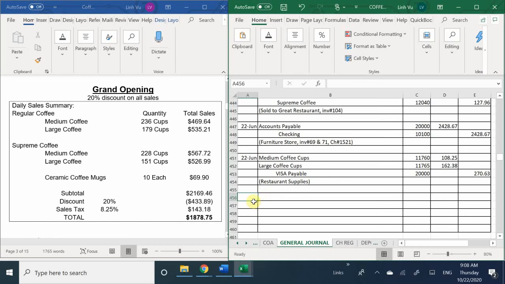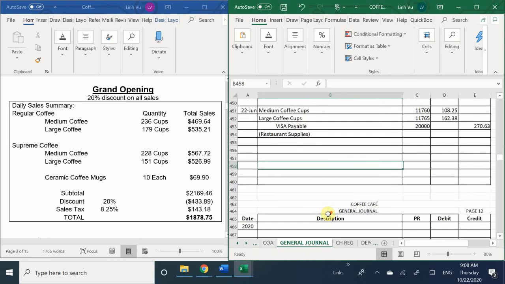Then we had sales, okay, and let me see. So we're gonna debit checking. Okay. I will tell you right now, you do not have enough space on your general journal 11. Okay.